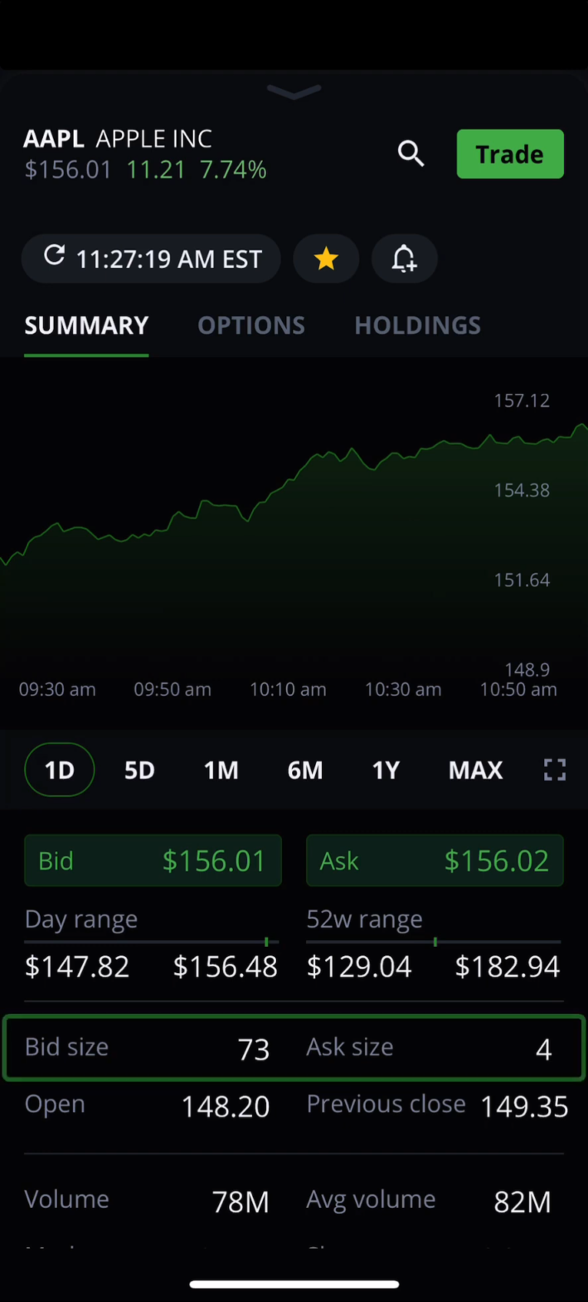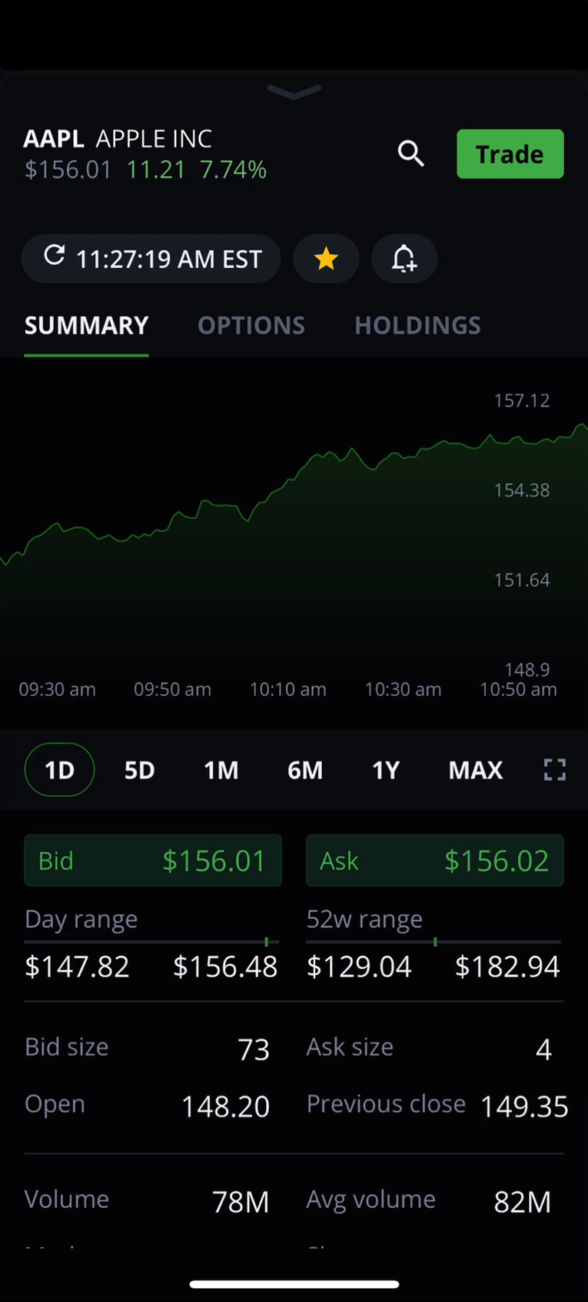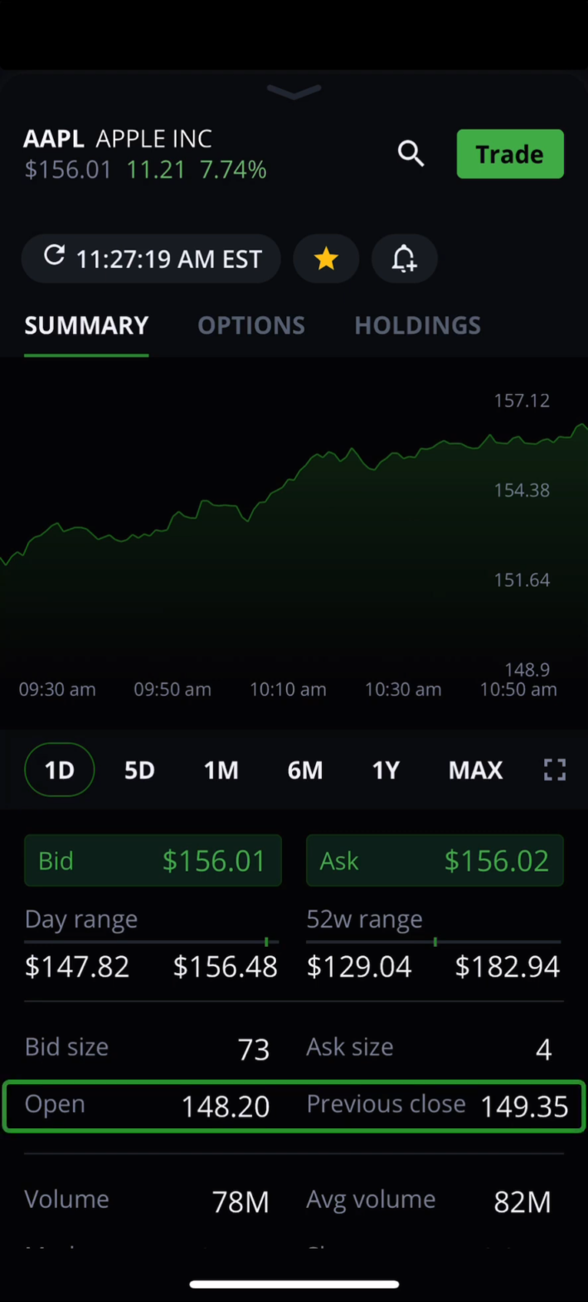Next are the bid and ask sizes. These indicate the number of lots. A lot is equal to 100 shares that are being offered for sale at the current bid or ask price. After bid and ask sizes, you'll see open and previous close. This shows the price that the security opened with on the market that day, and the price it was at when the previous market day closed.